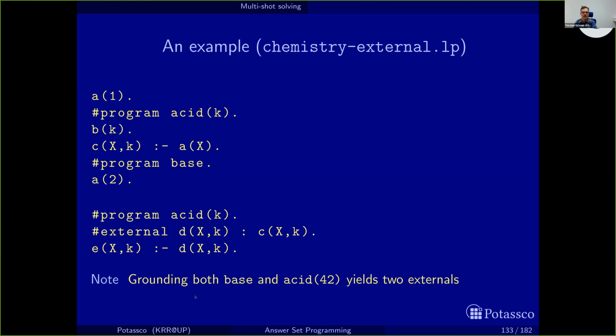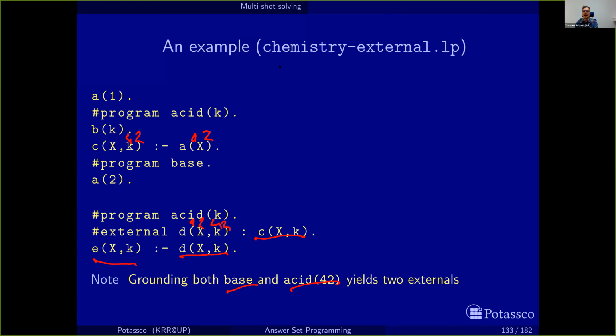Okay, so now if we put all this together and ground base and ACID 42, we get an instance for 1 and for 2, and here for 42. This means we get two instantiations and two externals. We get D of 1 and 2 and 42. Two externals, and we can control these two externals accordingly. Depending on whether this external is true or false, this atom will become true or false. Let's just look at that.